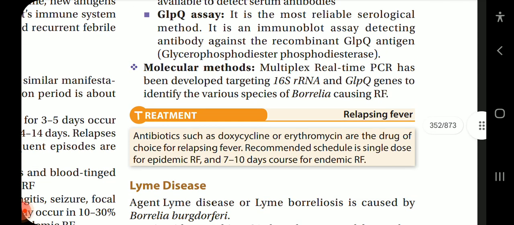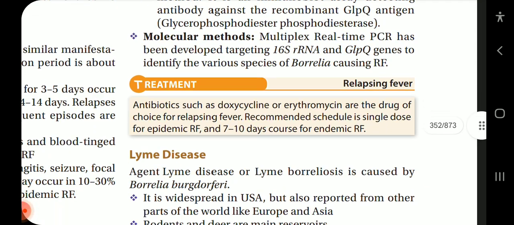Molecular methods. Multiplex real-time PCR has been developed targeting 16S rRNA and GlpQ genes to identify the various species of Borrelia causing relapsing fever. Treatment of relapsing fever. Antibiotics such as doxycycline or erythromycin are the drug of choice for relapsing fever. Recommended schedule is single dose for epidemic relapsing fever and 7 to 10 days course for endemic relapsing fever.